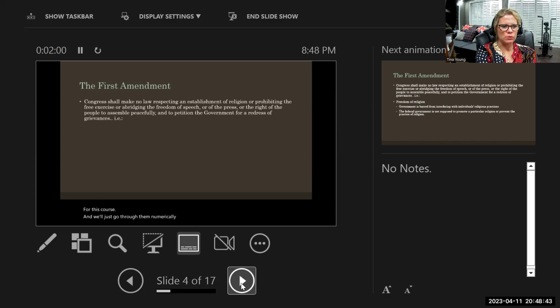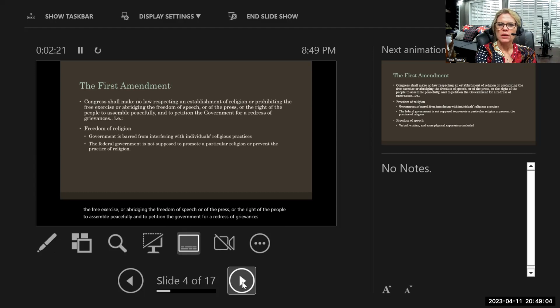The First Amendment, we all know about that. It has a lot to it. Congress shall make no law respecting an establishment of religion or prohibiting the free exercise or abridging the freedom of speech or of the press or the right of the people to assemble peacefully and to petition the government for a redress of grievances. In other words, one part of it is freedom of religion.